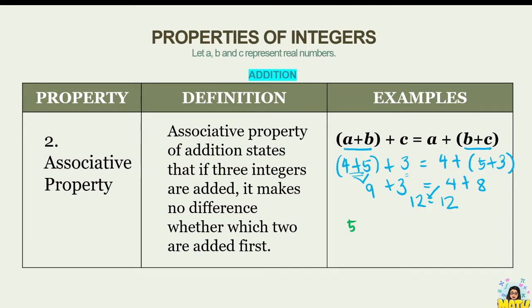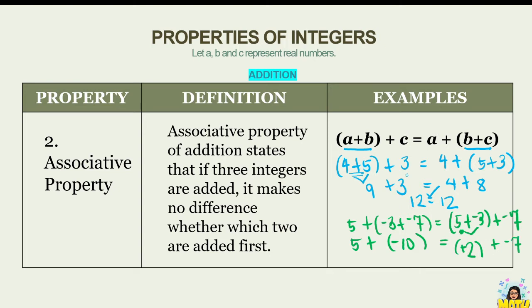Another example, 5 plus the quantity negative 3 plus negative 7. Pwede rin naman nating igrupo muna yung 5 plus negative 3 before natin i-add sa negative 7. So here, negative 3 plus negative 7, since they have the same sign, add their absolute values, 10, and copy their common sign. While on the other side, 5 plus negative 3, kapag different signs, subtract. That will be 5 minus 3, 2, and copy the sign of the higher absolute value. So this one is positive.